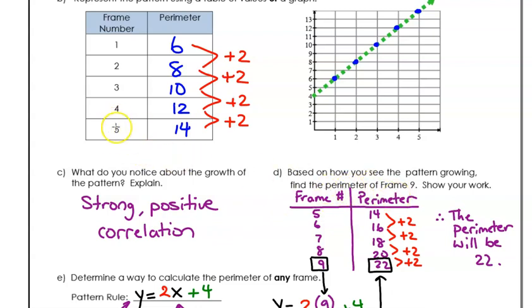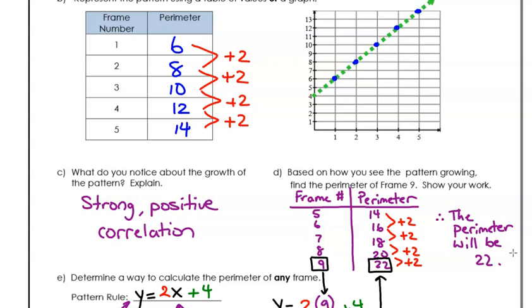And so I only went up to 5, but I can definitely continue the pattern until I get to 9. So here I have fifth frame, sixth, seventh, eighth, and ninth frame, and then continuing the pattern of adding by 2, and I get to 22. So using my table of values, I could predict that the perimeter will probably be 22 by the time we see the ninth shape.